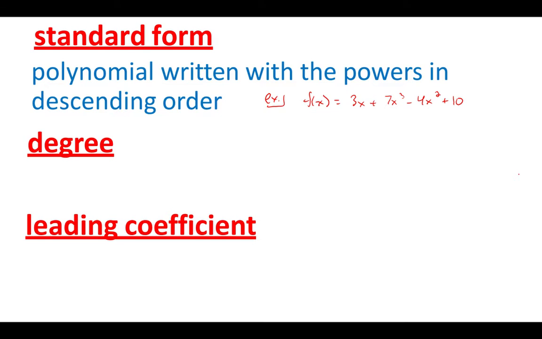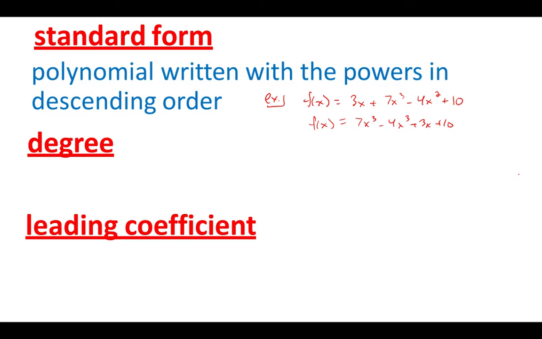Right? That is a polynomial, but it's not in standard form. Standard form is generally what just looks right. It looks kind of out of order, right? Because you have the 3x first, and it looks like the x cubed should be first. So descending order just means 7x cubed minus 4x squared. Then we throw in the 3x and then the plus 10. So that's standard form of a polynomial, which we'll talk about in Delta Math.